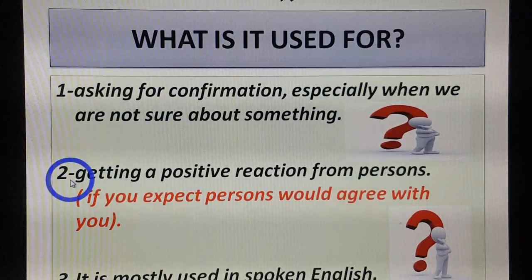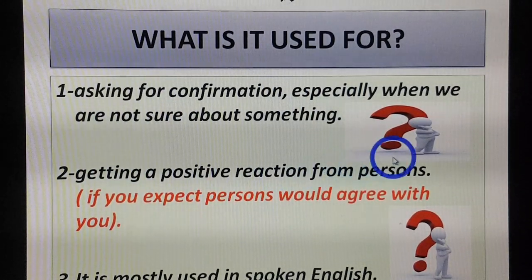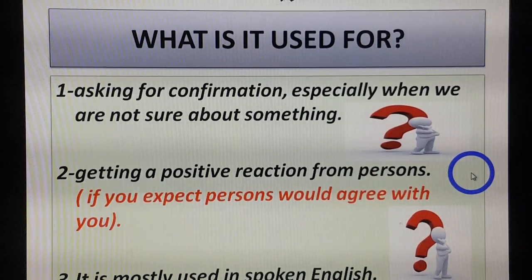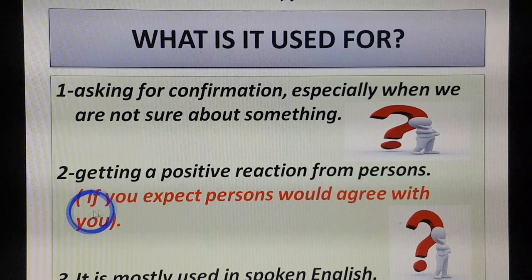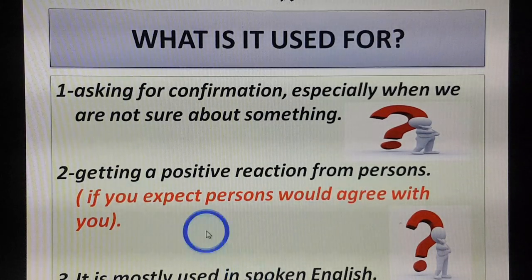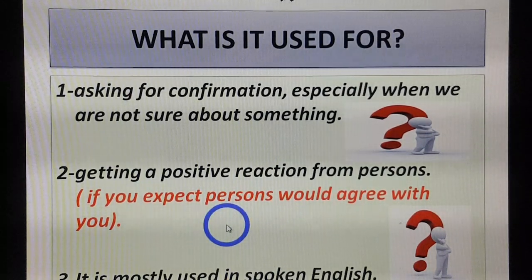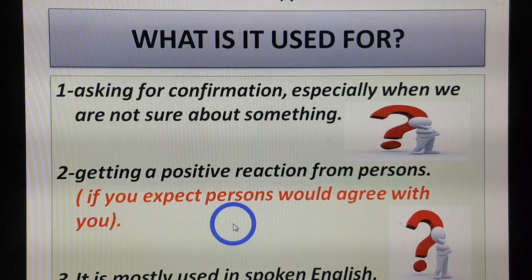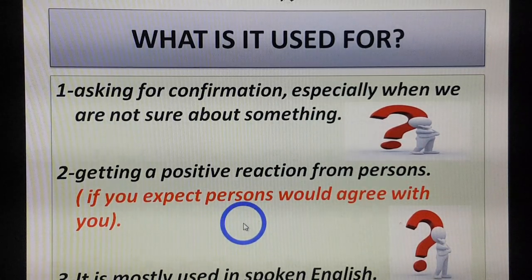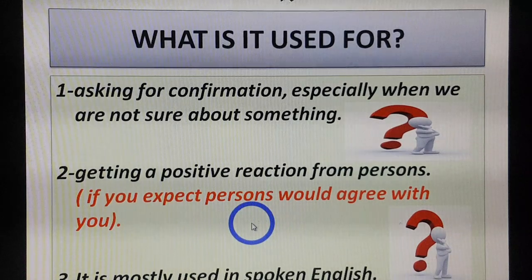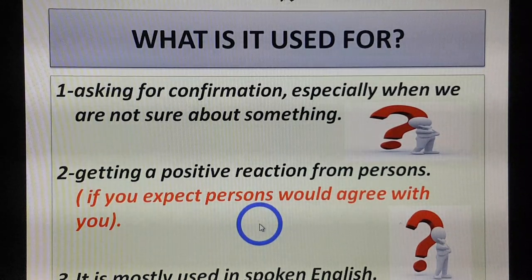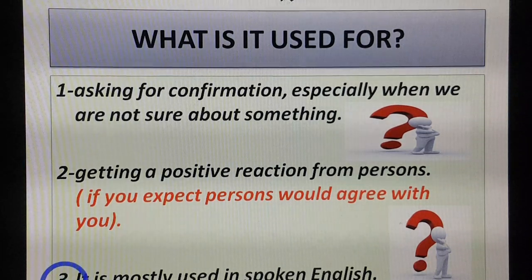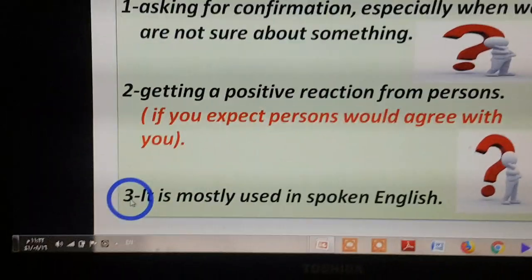Number two, getting a positive reaction from persons. ردة فعل إيجابية من أشخاص. Why? When I want to explain this, if you expect persons would agree with you, that means you have a statement and you are completely sure about this statement, but you need other persons to agree with you about this statement. This is exactly what we need.